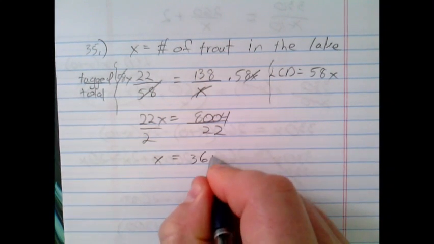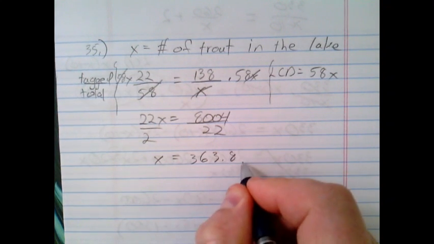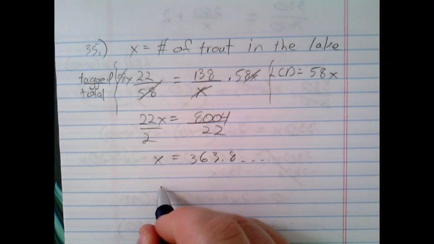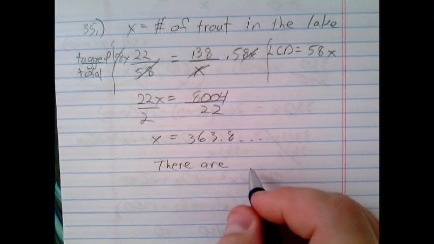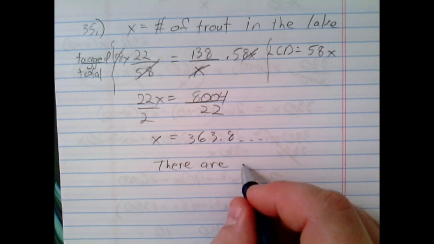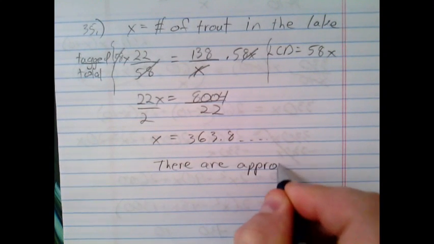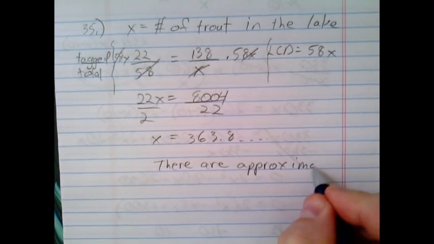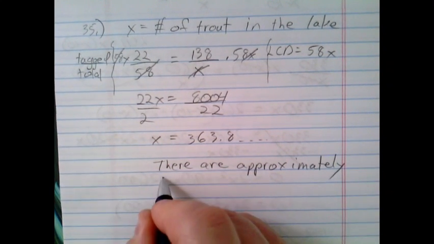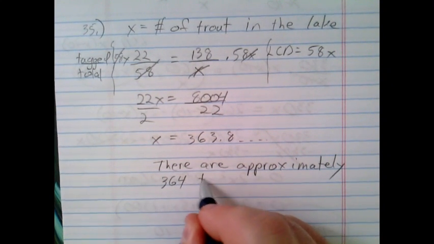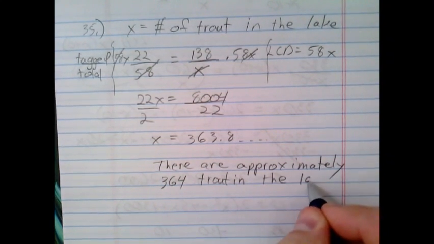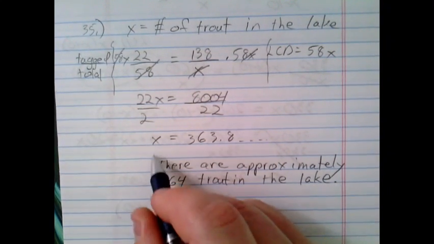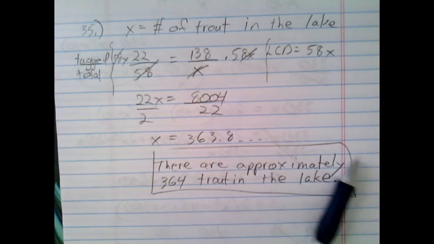so that comes out to be 363.8. We'll want to round that up since we're talking about fish. There should be a whole number. There are approximately 364 trout in the lake. Alright, and that'll be our answer for number 35.